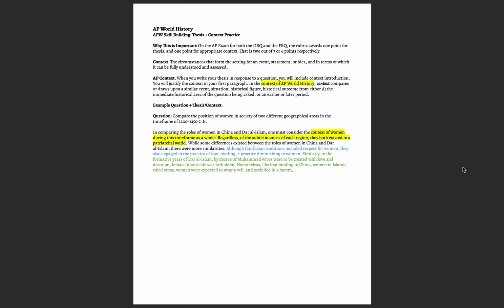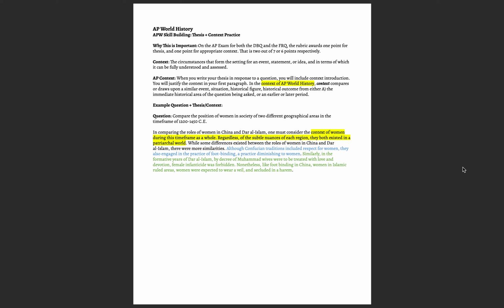So here's the question that was posed. Compare the position of women in society of 2 different geographical areas in the time frame of 1200 to 1450 CE. So that's the current unit that we're in. So the question that's being asked is asking you to do a compare. So that's your stance. You're comparing the position of women in society of two different geographical areas in the time frame of 1200 to 1450.